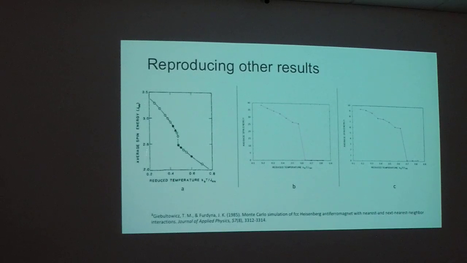But to be true to this experiment, each point was simulated for about 8 million steps, right? And they do a serial calculation so that the final configuration of one point is the initial configuration for the next one. So that takes a while. And I think they use around 4,000 sites. So that takes a long, long time.